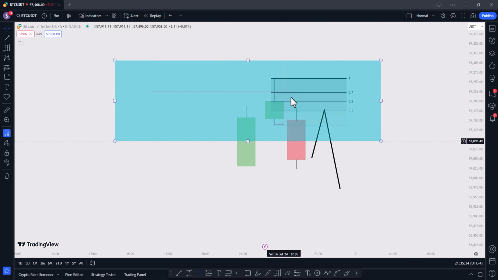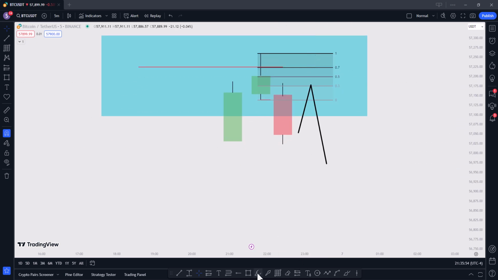We want to see this whole formation happen inside the zone, but let's focus on this right here, the CSS, or the candle structure shift. We want to take our entry once price returns back at least to the body of this, or the wick, right? At least to the 0% of this.